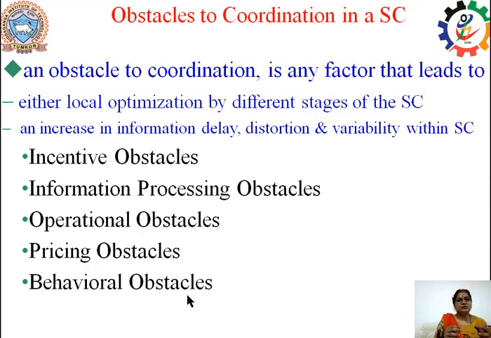So let us now identify what are the obstacles to coordination. What are the factors which lead to this lack of coordination? Majorly, there are 2: conflicting objectives between the stages due to local optimization. Secondly, information delay, distortion, and variability. So these obstacles are listed as incentive obstacles, information processing obstacles, operational obstacles, pricing, and behavior.